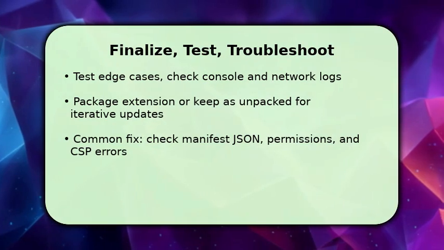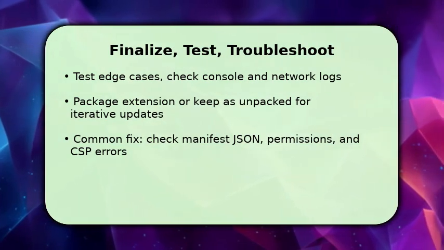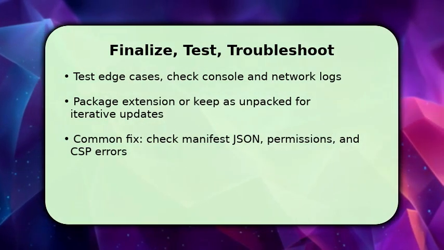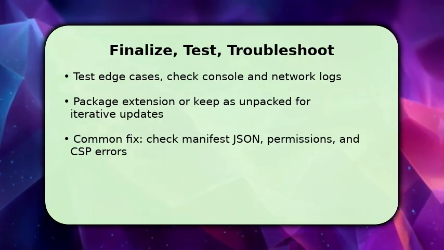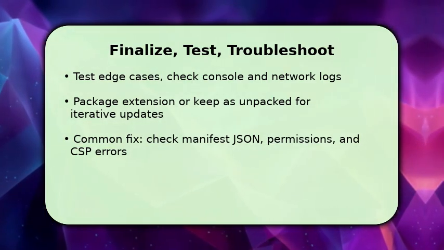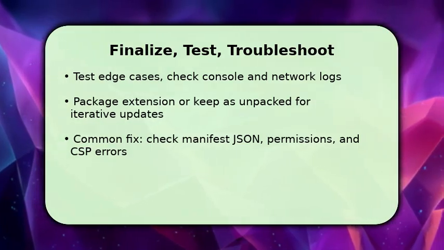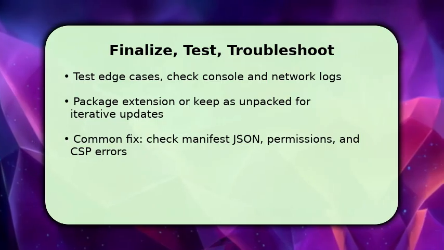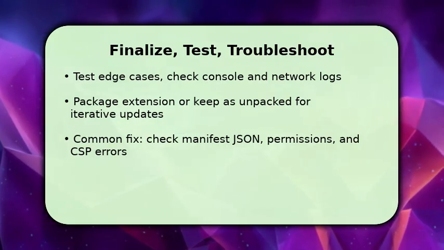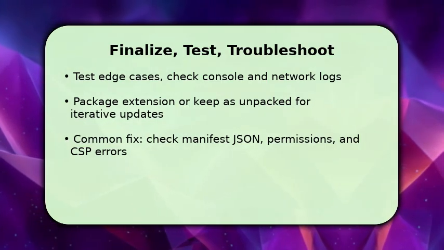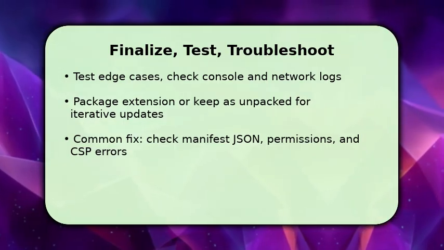You finish by testing and deploying. Verify all features across target pages, test offline and with different accounts, then increment the version in manifest.json. Package the extension if you'll distribute it, or keep using load unpacked during development for rapid iteration. Make sure to test uninstall/install and clear caches to catch state bugs.